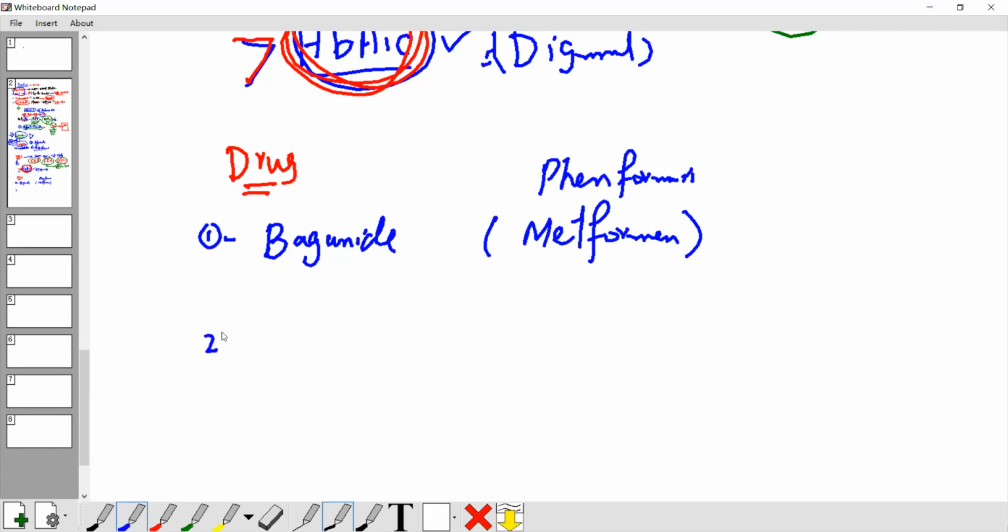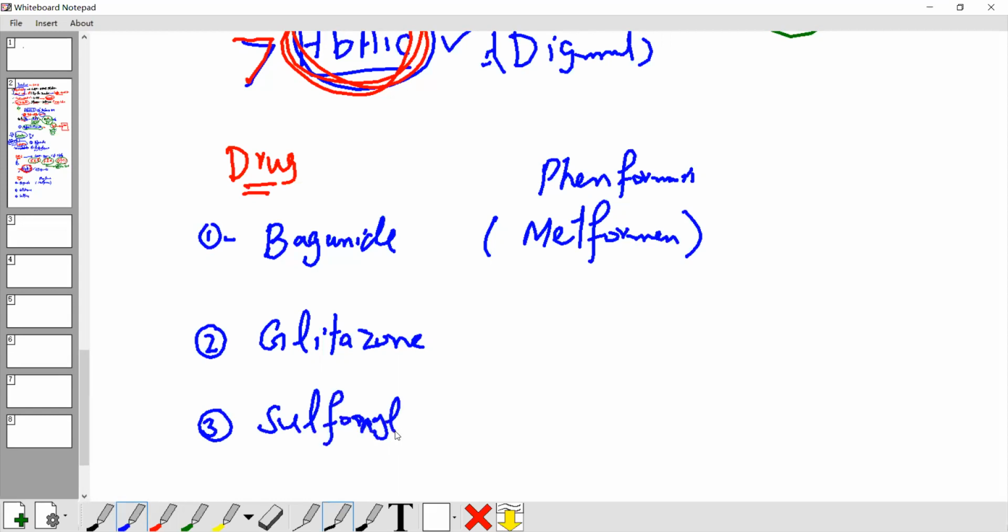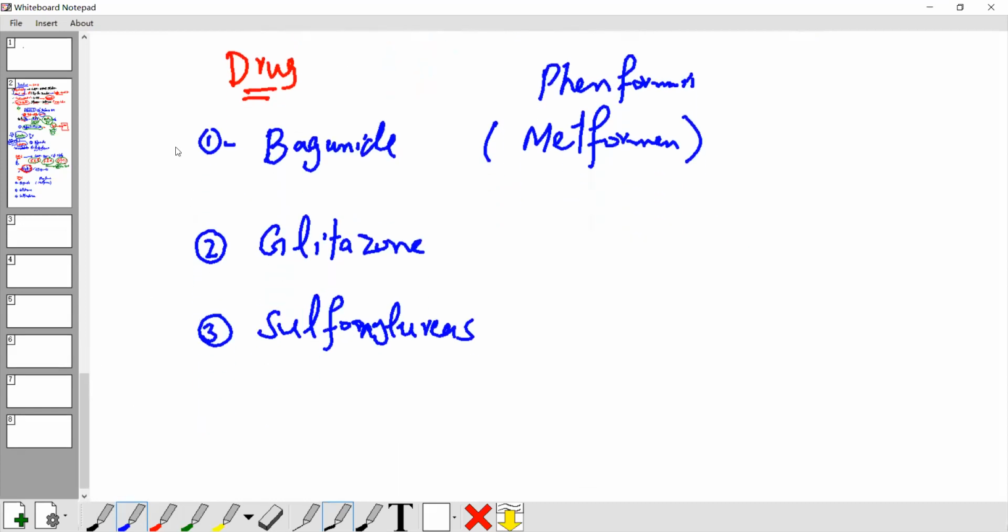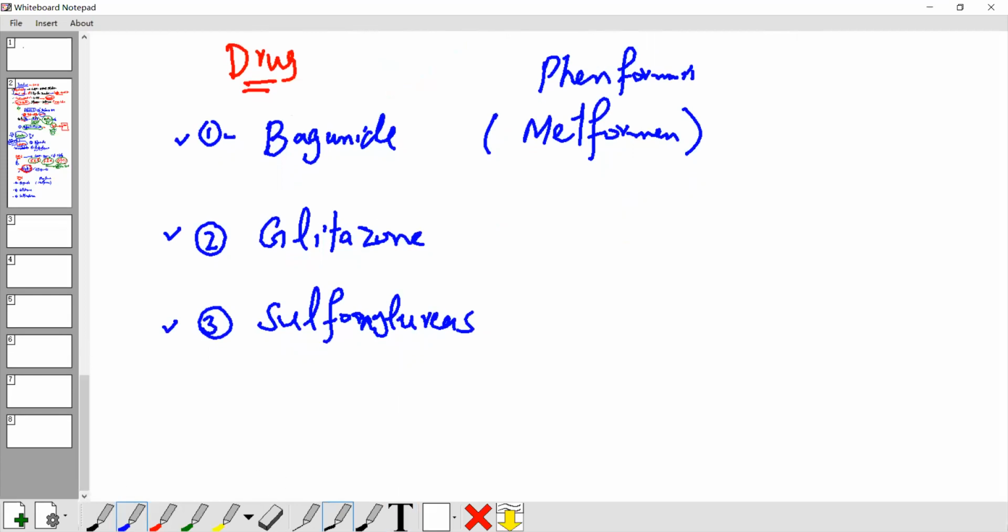The second one, glitazones. Glitazone, second group. Third group, sulfonylurea. Sulfonylurea, third group. Biguanides, glitazones, sulfonylurea.